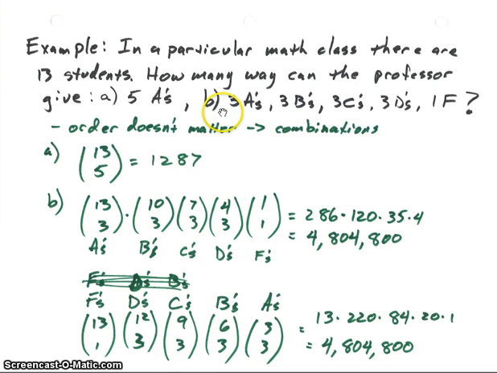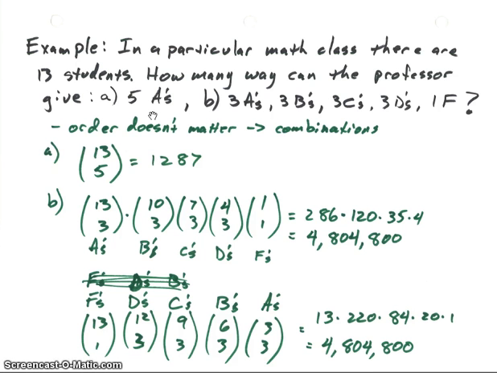And we'll also look at, suppose he doesn't do that, but he decides, well, I'm going to give out 3 A's, 3 B's, 3 C's, 3 D's, and then 1 F. Now he's got to pick from the 13 students in the class. So let's look at the first one. Suppose he's going to give out 5 A's to 5 people out of those 13 students.